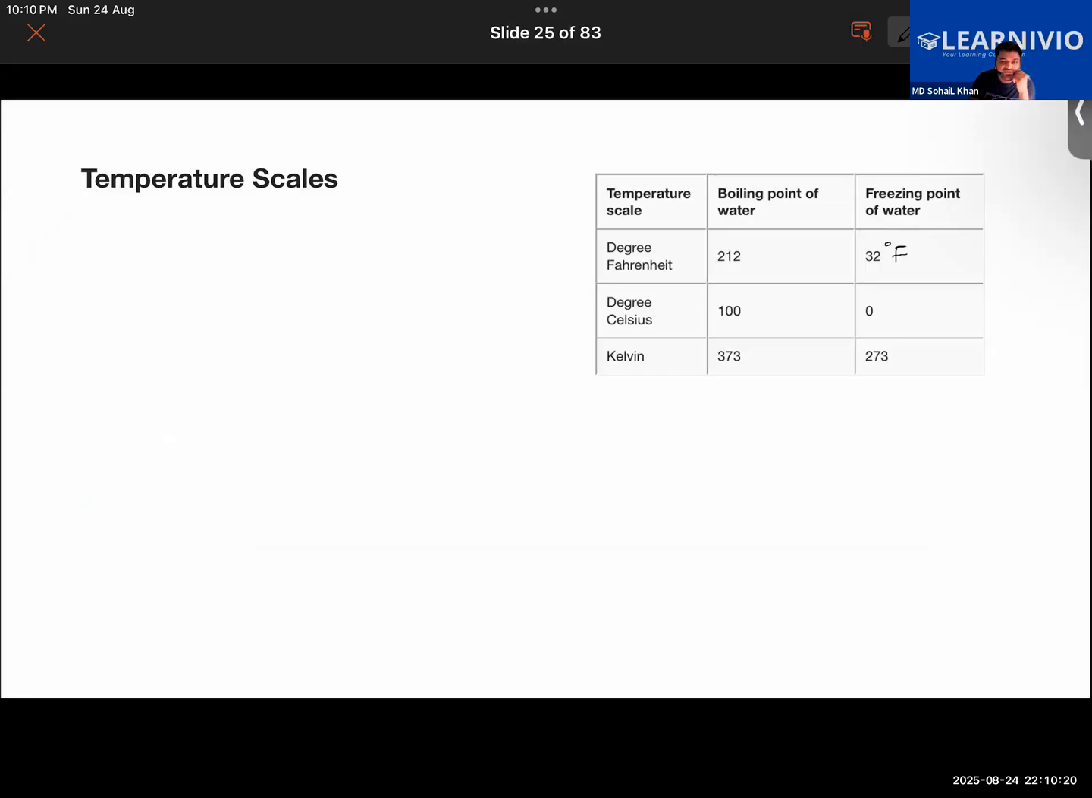Further, we have different scales to measure the temperature. We have the Fahrenheit scale, the Celsius scale, and the Kelvin scale. As you know, water boils at 100 degrees Celsius, and this is the same as 212 degrees Fahrenheit. So whether you say 100 degrees Celsius, 212 degrees Fahrenheit, or 373 Kelvin, all of it refers to the boiling point of water.